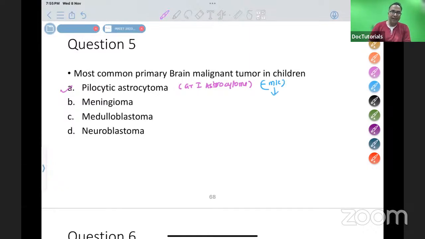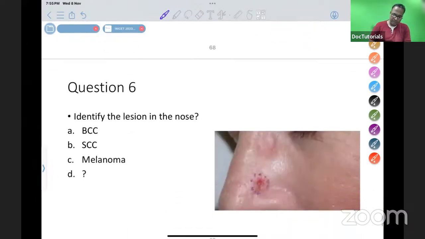It is usually seen in the cerebellar area, the cerebellum. We call it posterior cranial fossa tumors. So don't forget, it is not meningioma or medulloblastoma or neuroblastoma. They are not the correct answers. It is pilocytic astrocytoma.